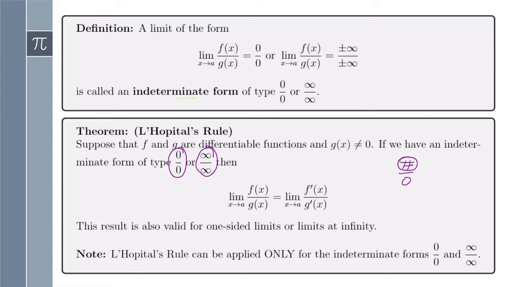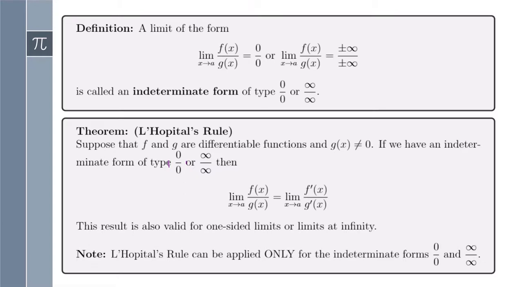The second thing is that when we are finding the derivative here, we are finding the derivative of the numerator and denominator separately. It's not the quotient rule here. So just find the derivative of the expression in the numerator and the derivative of the expression in the denominator separately. And this rule is valid for either two-sided limits, one-sided limits, infinite limits, or limits at infinity.